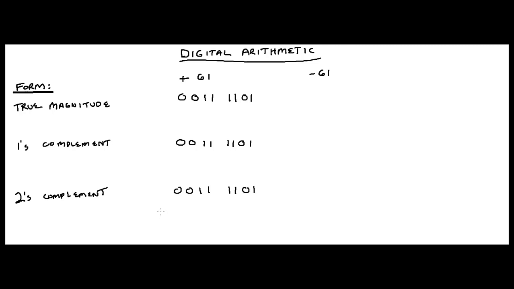So, we got half of it done. Now, how would you write negative 61 in the true magnitude form? The true magnitude form, you simply change the sign bit, which is the farthest bit to the left, right? There you go, right? It's the exact same number, except I just changed the sign bit to a 1. Now, let's do the 1's complement. I'm going to do the work right below it. So how do we do it? Well, we write down the positive number.